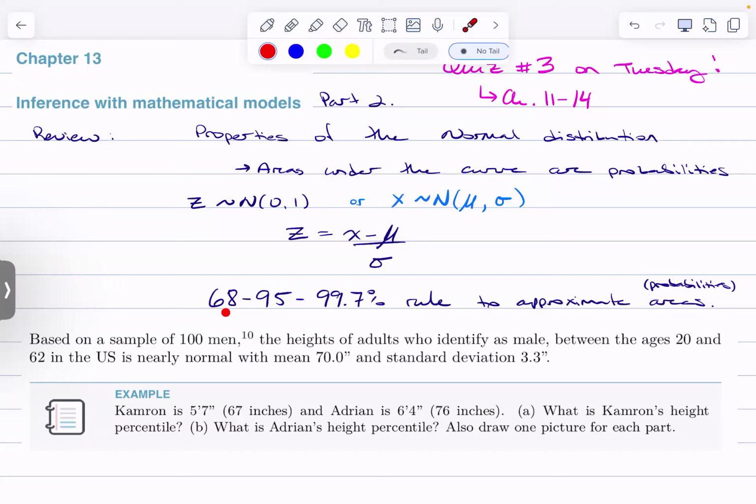Well, then we introduced the 68, 95, 99.7 rule, which is a quick rule of thumb that we can use to approximate areas, which are also probabilities, right? And so what it says is roughly, if we move out one standard deviation, we've captured the central 68% of the curve. If we move out 2 standard deviations, then we've captured the central 95% of the curve.